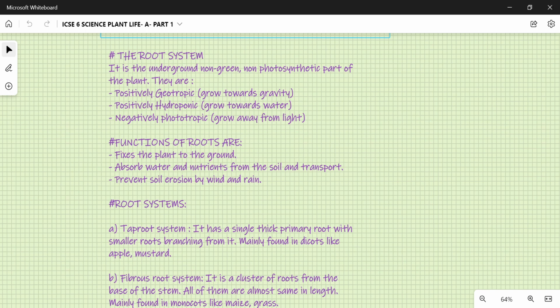sunlight. Now, what are the functions of the root? We already know them. They fix the plant to the ground. It absorbs water and nutrients from the soil and transports them upwards. It also prevents soil erosion, which may be caused by wind or rain or any kind of moving water.